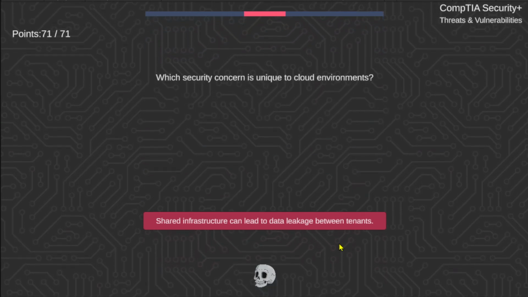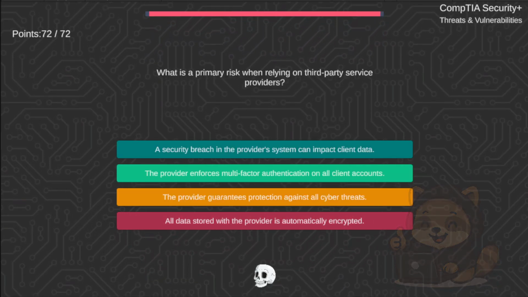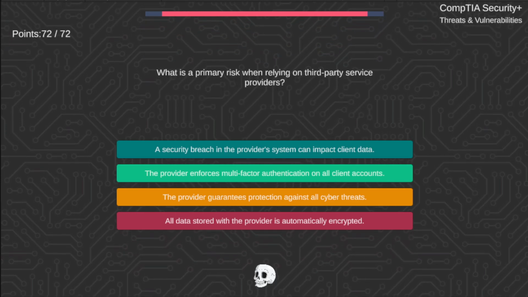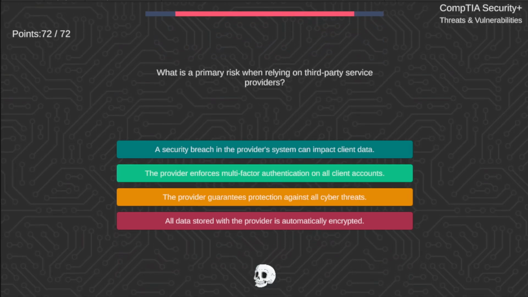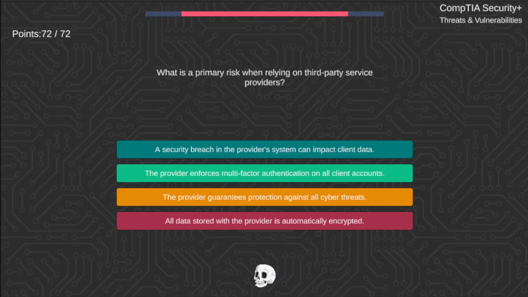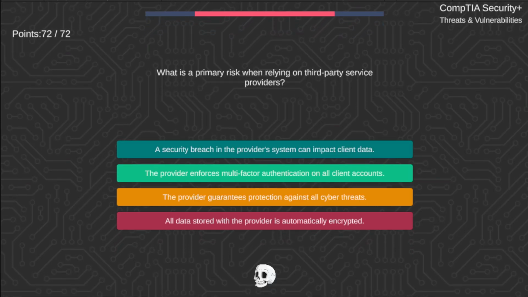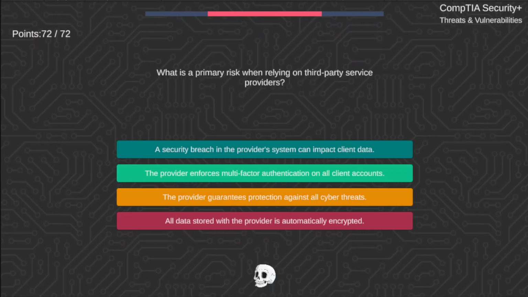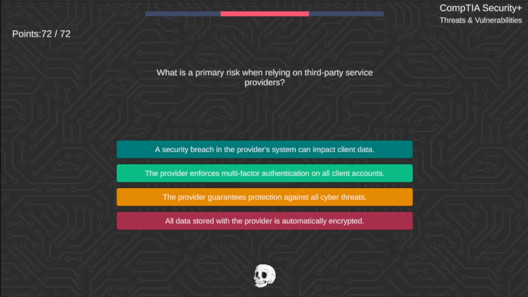Correct answer is shared infrastructure can lead to data leakage between tenants. What is a primary risk when relying on third-party service providers? A security breach in the provider system can impact client data. The provider enforces multi-factor authentication on all client accounts. The provider guarantees protection against all cyber threats, or all data stored within the provider is automatically encrypted. Primary risk for relying on third-party service providers.